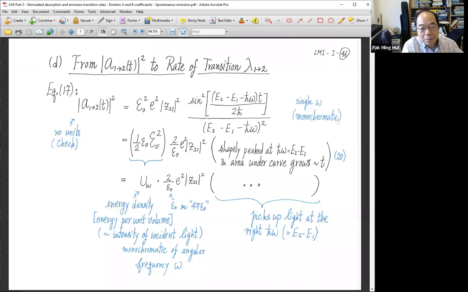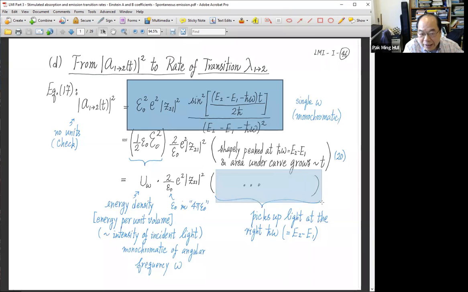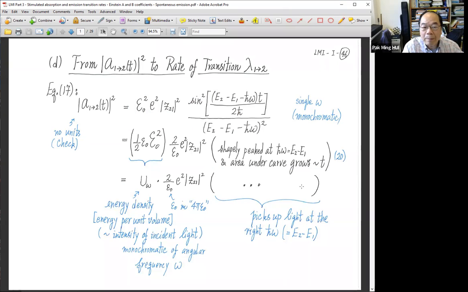So let's extract more results from our quantum mechanical derivation. We have worked through this and get a delta function here, right? So now I would like to make use of this result and extract something that experimentalists can refer to. It is called the rate of transition. How fast something could happen or how slow something could happen. That is called the rate of transition.